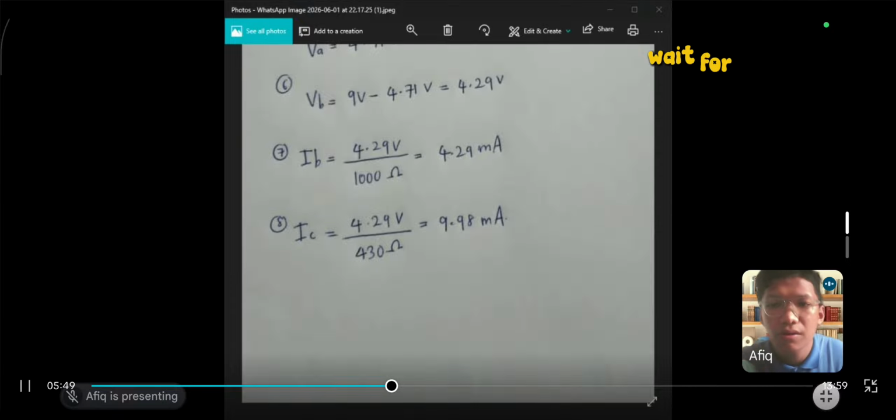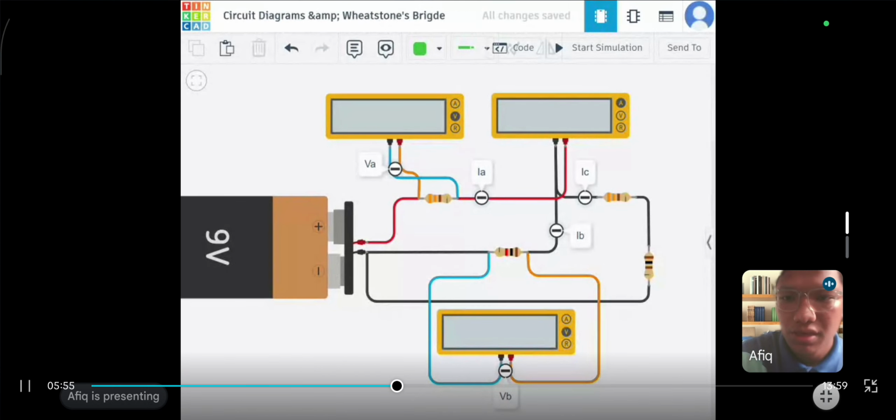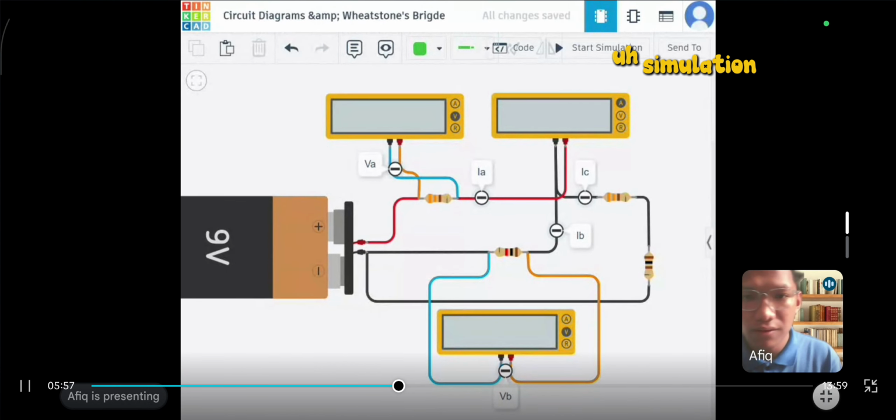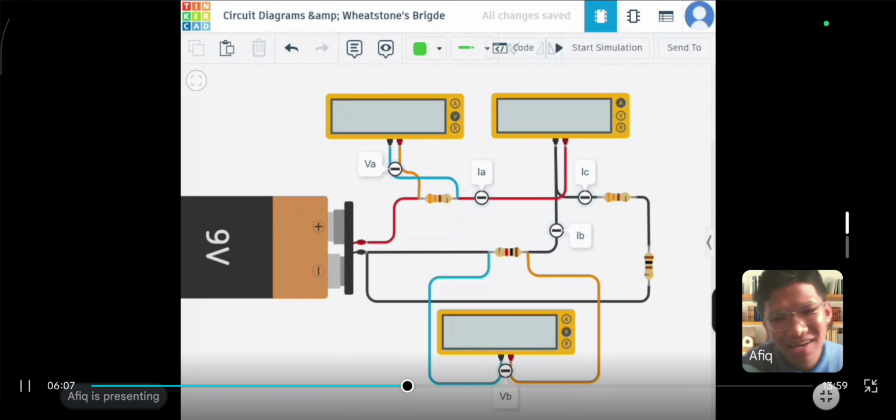Now let's check out our live Tinkercad simulation. Okay, wait for a moment. As you can see here, I've done the simulation at first, but I don't want to do it the second time because I need to understand it first as well.